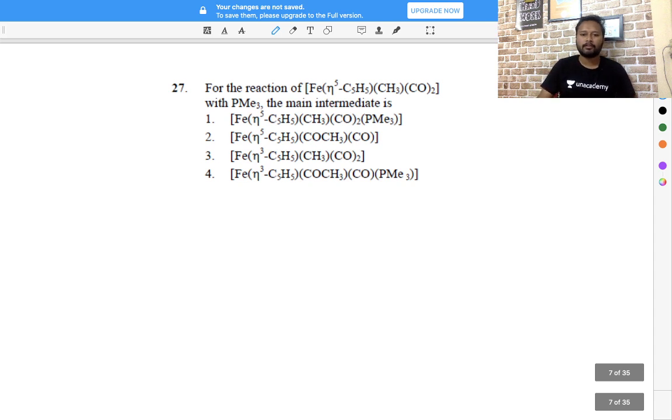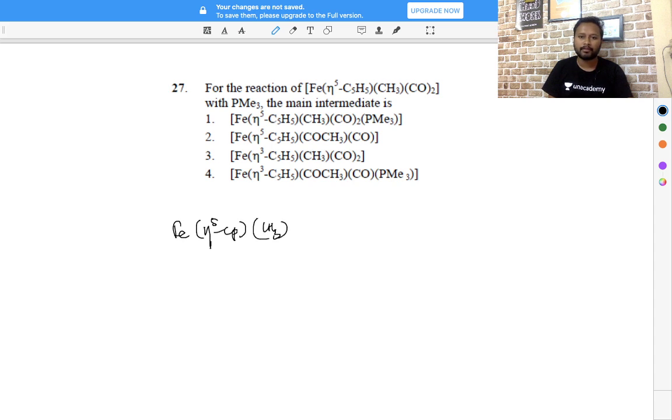Okay, let's go with this question. Over here it says, for the reaction of this particular complex with PMe3, the main intermediate is. Okay, so they are asking about the main intermediate in this complex. The complex given over here is iron, eta 5 Cp, then you have CH3, and then you have CO whole twice. Okay, and you are reacting it with PMe3. So what will be the main intermediate over here?